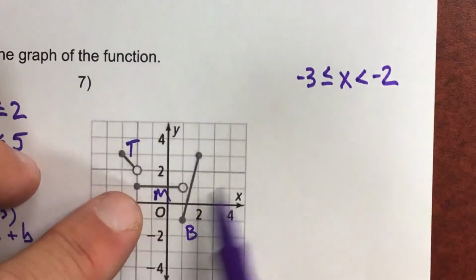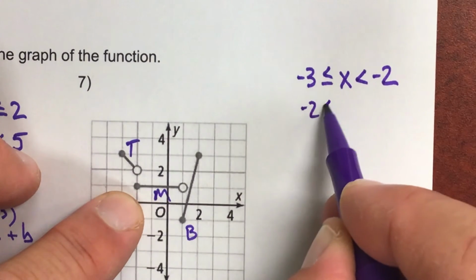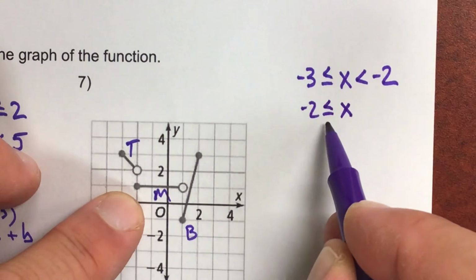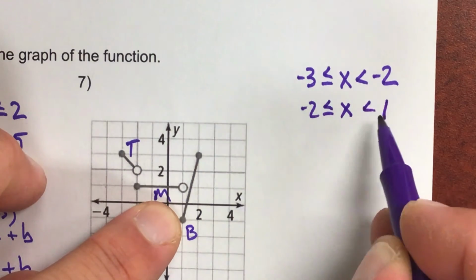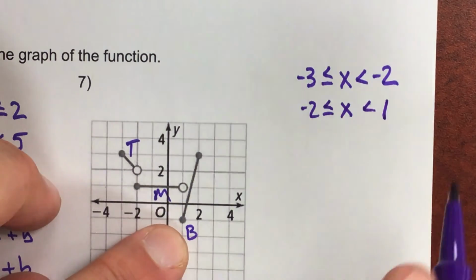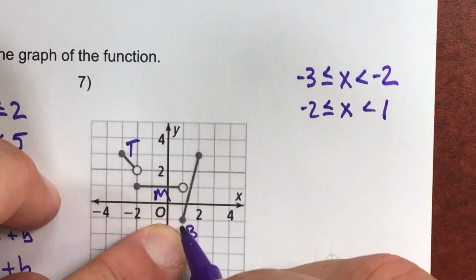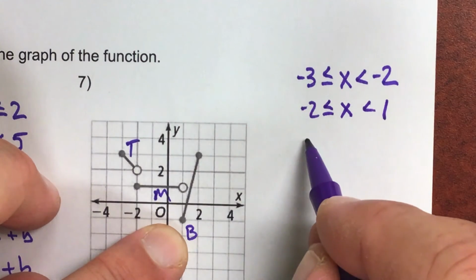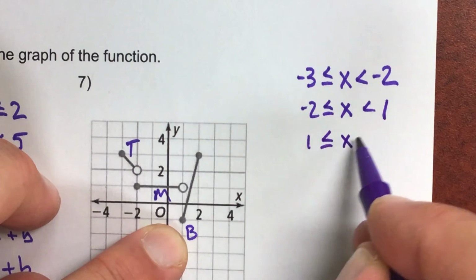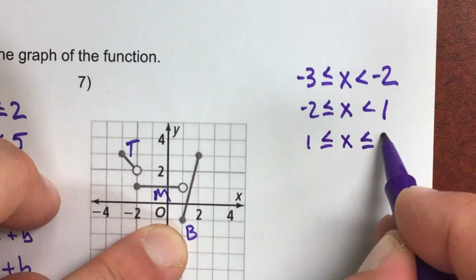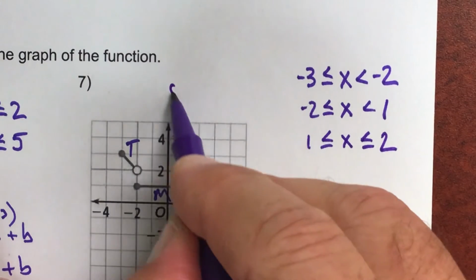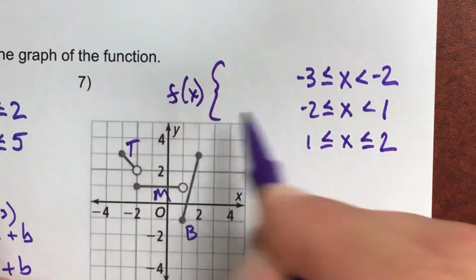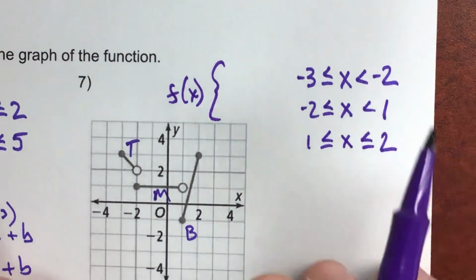The middle one, we're going to pick up at the -2, and we're going to have it as a or equal to, but then this is a 1. And then the last one, we're going to pick it up at 1, and both of them are solid dots. So we're going to say or equal to, and this is a 2. All right, so we've got the restrictions. So now we have to come up with the equations, right?